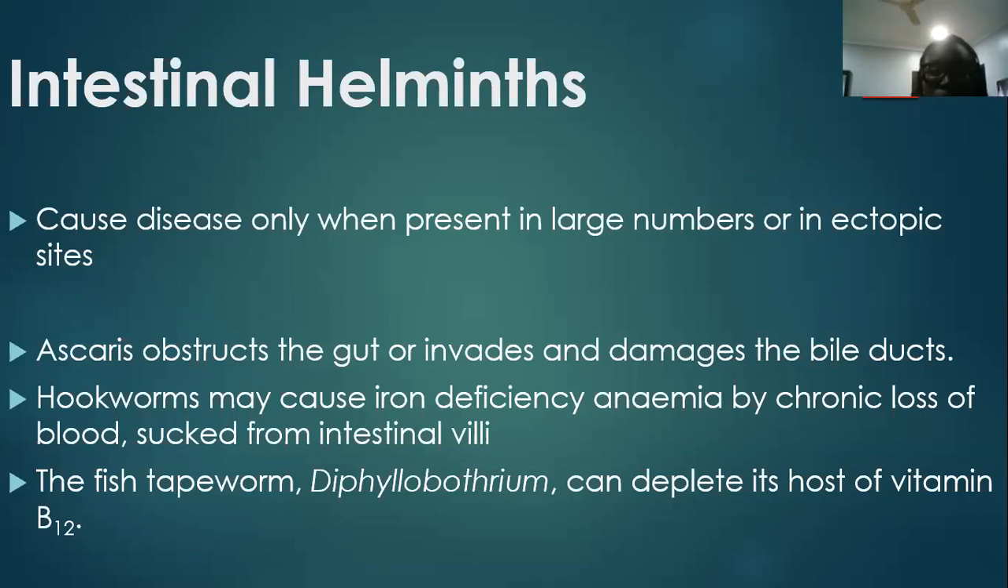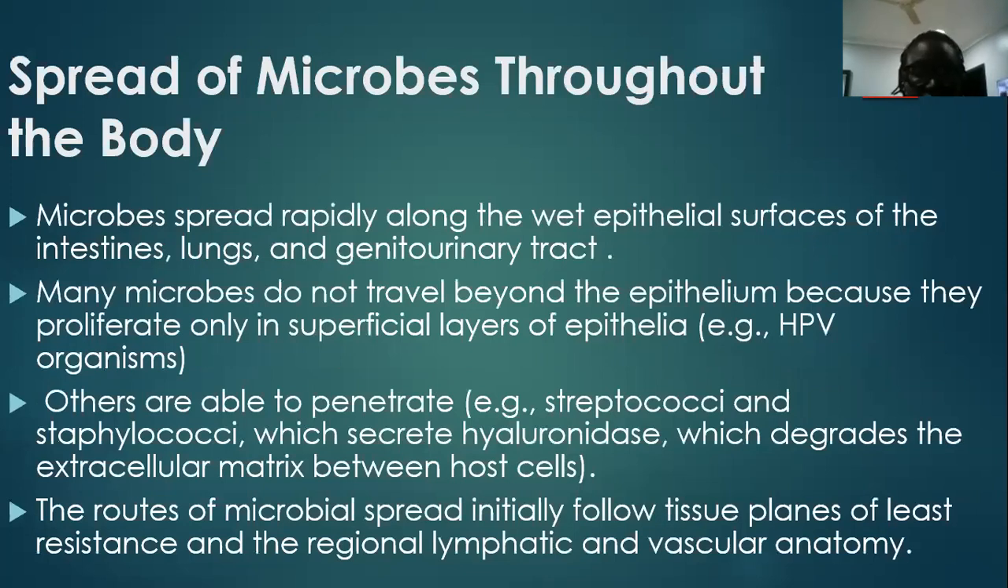Okay, so let's look at the spread of microbes throughout the body. Microorganisms would usually spread along wet epithelial surfaces. So in the intestines, in the lungs, in the genitourinary tract. And others are also able to penetrate because they produce enzymes. So for example, Staphylococcus and Streptococcus produce an enzyme called hyaluronidase, which degrades the connective tissue or the soft tissue and helps the microorganisms to spread in the connective tissue.